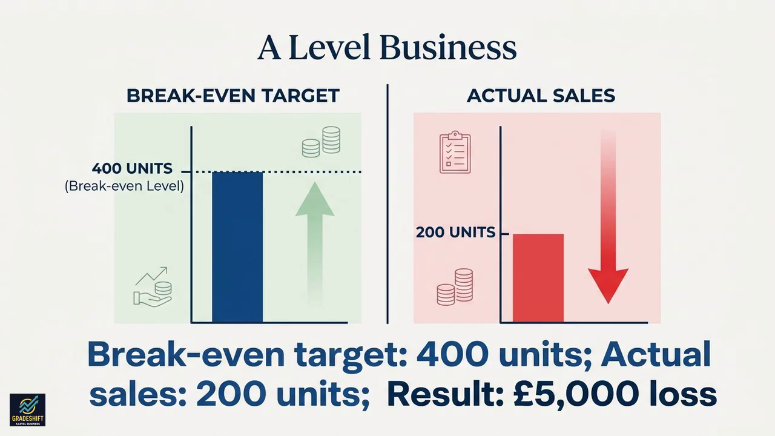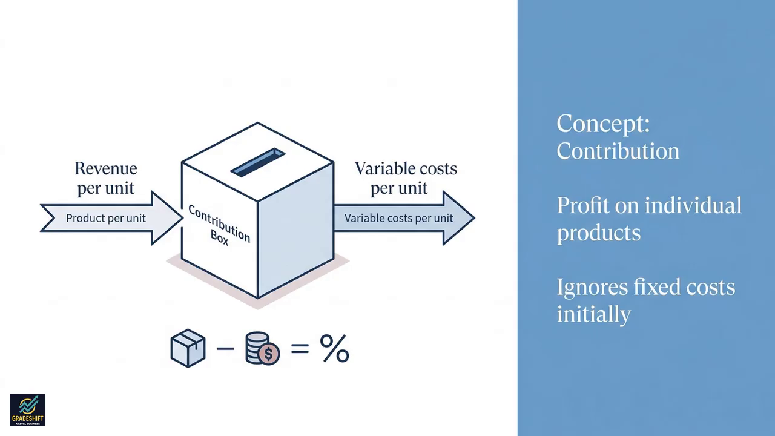Imagine a scenario where a business calculates its break-even sales level to be 400 units per week. If they only manage to sell 200 units, they might face a severe weekly loss of £5,000. Before we calculate the break-even point, we first need to understand a crucial concept called contribution.